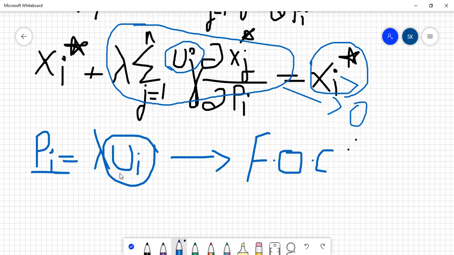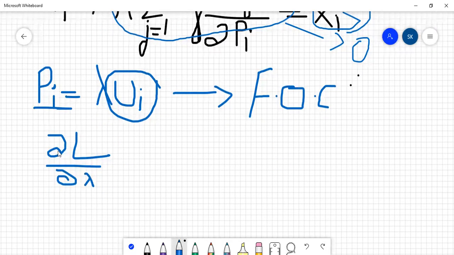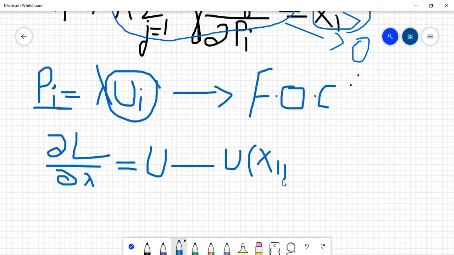Now, utility is held constant, again repeating the same statement, when p varies. Therefore, by differentiating it, we get curly L upon curly lambda is equal to u minus u of x1, x2 till xn.